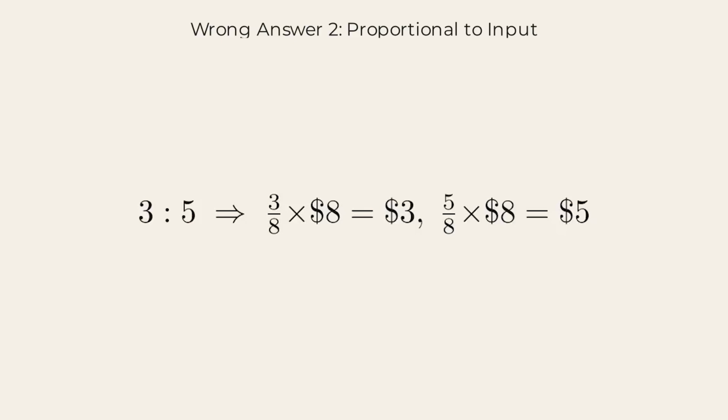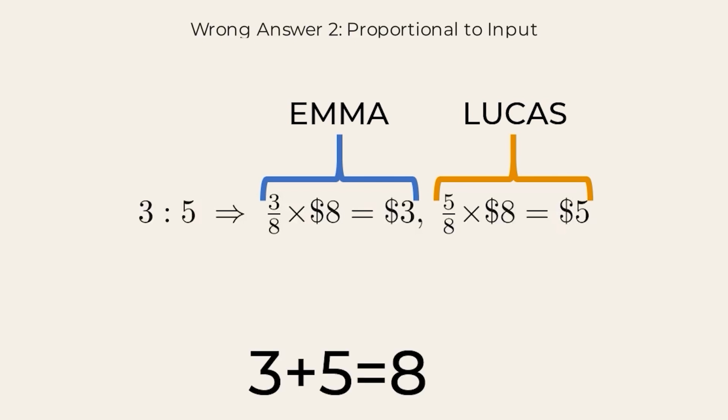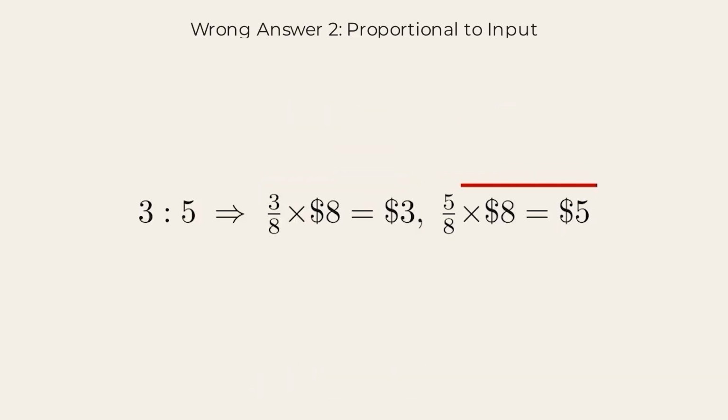They say, use the ratio. Emma brought 3 out of 8 logs, so she gets 3/8 of $8. $3. Lucas brought 5, so he gets 5. 3 plus 5. This seems more rigorous. It is still wrong. Here is the flaw.